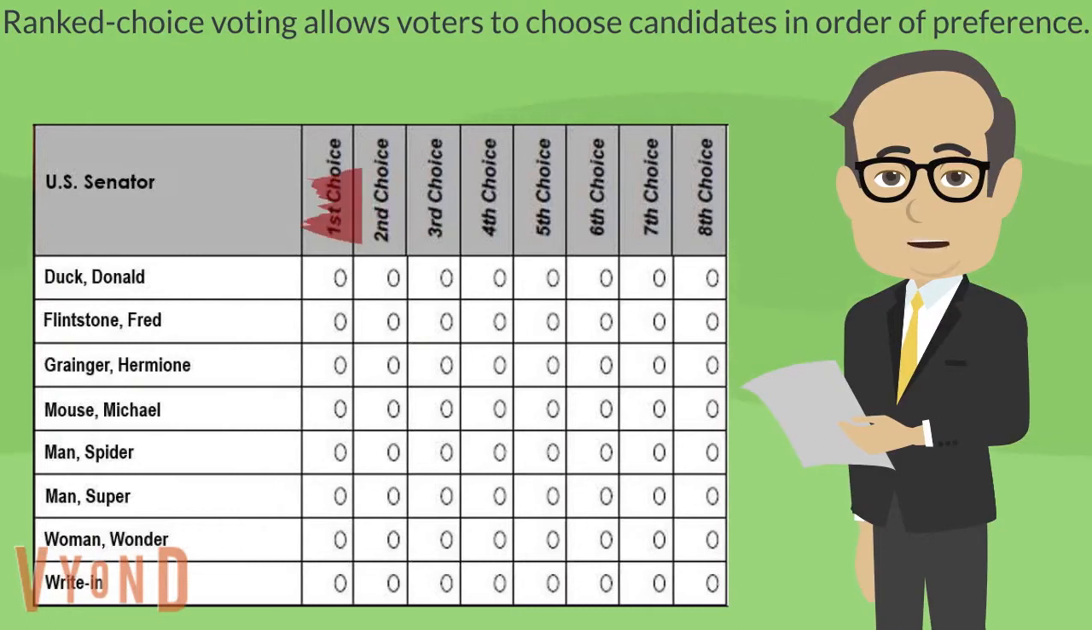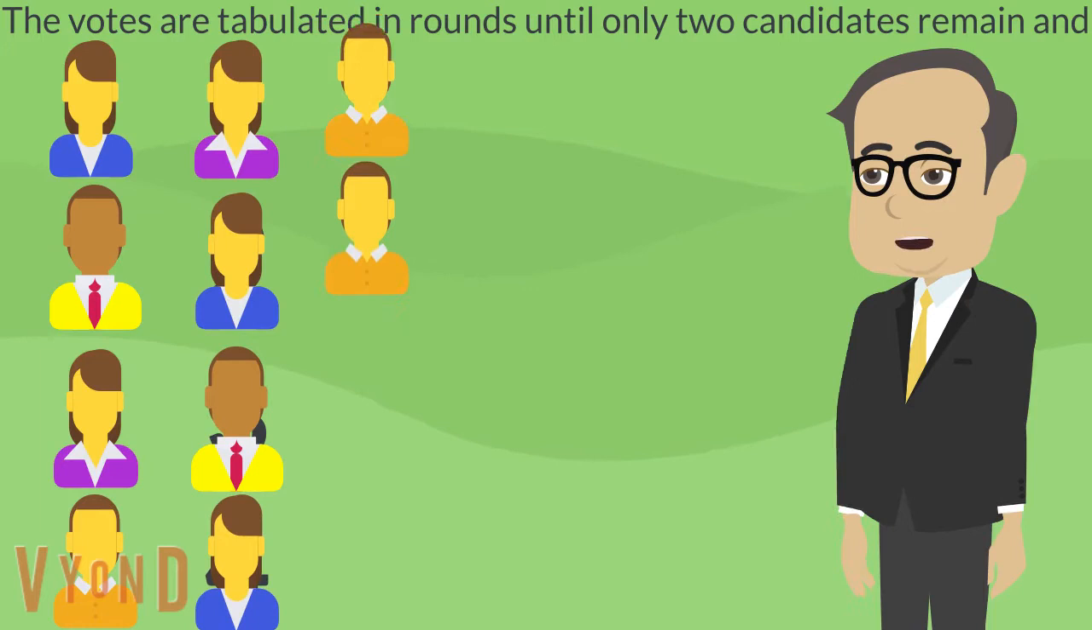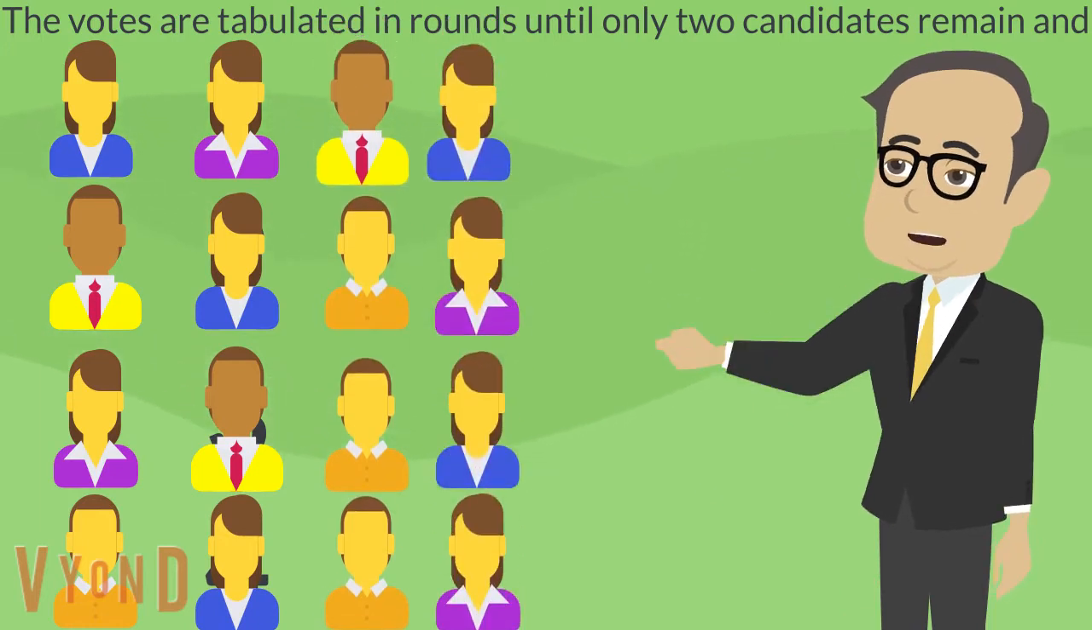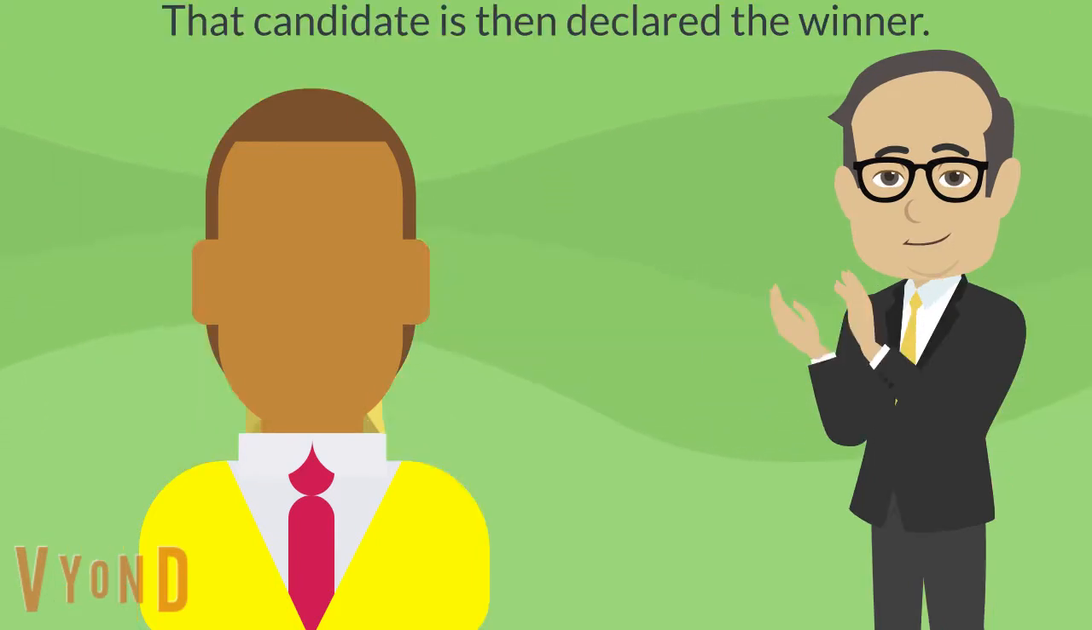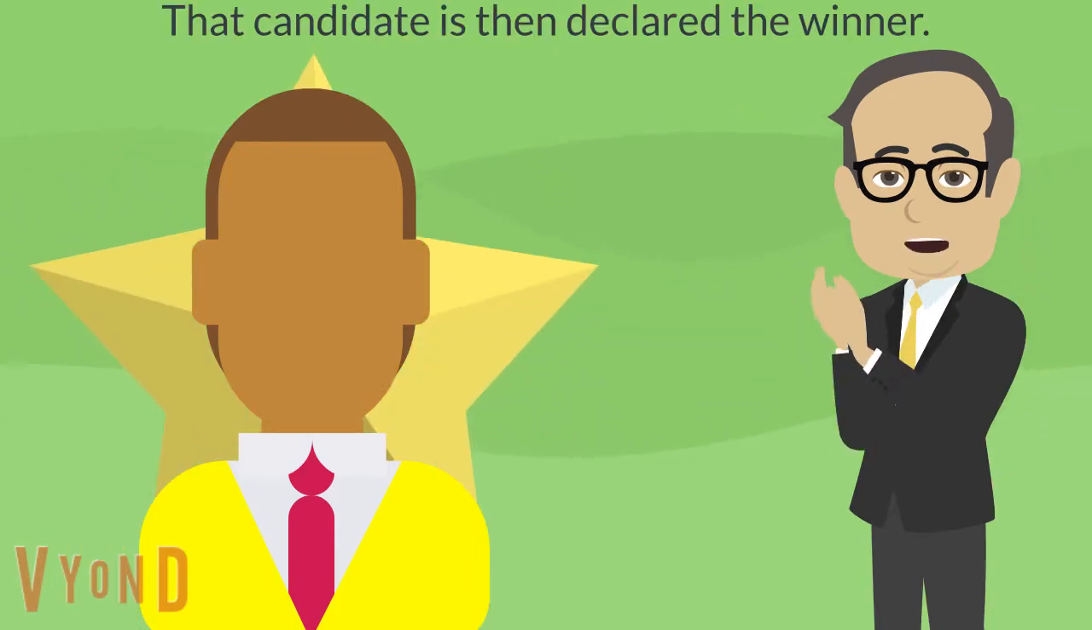Ranked choice voting allows voters to choose candidates in order of preference. The votes are tabulated in rounds until only 2 candidates remain, and one candidate is determined to have received the majority of the votes in the final round. That candidate is then declared the winner.